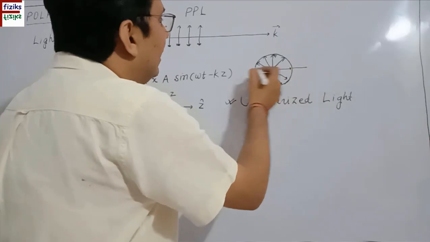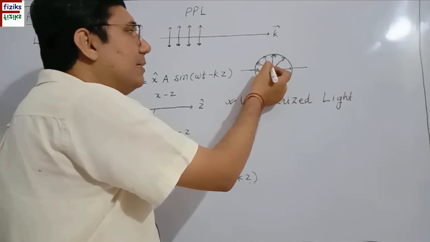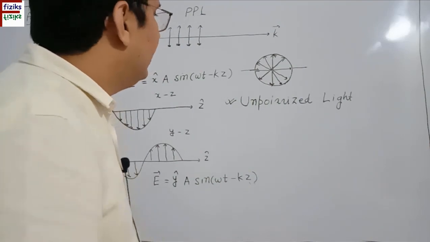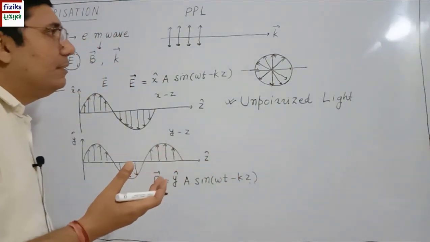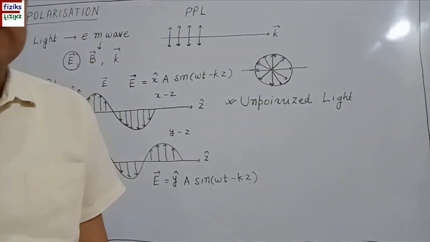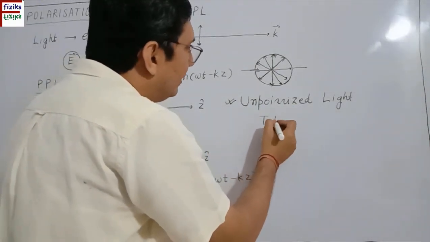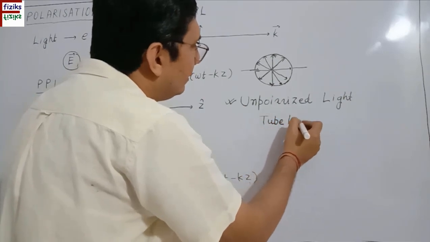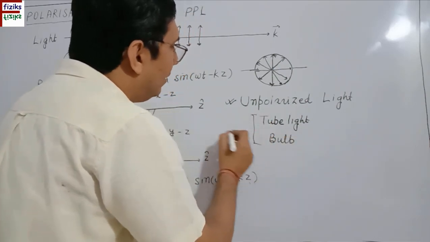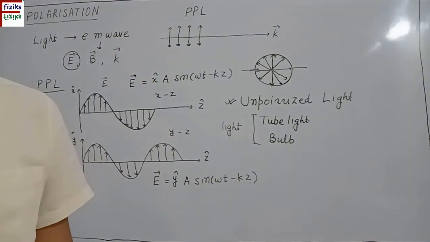If we consider this as the starting axis, then at every angle, 1 degree, 2 degree, 3 degree, 10 degree, 50 degree, at every angle you will find an electric vector orientation. So basically unpolarized light is a superposition of a large number of plane polarized light which are propagating in the same direction. An example of unpolarized light is a tube light or light emitted by a bulb. So light emitted from tube lights and bulbs are examples of unpolarized light.